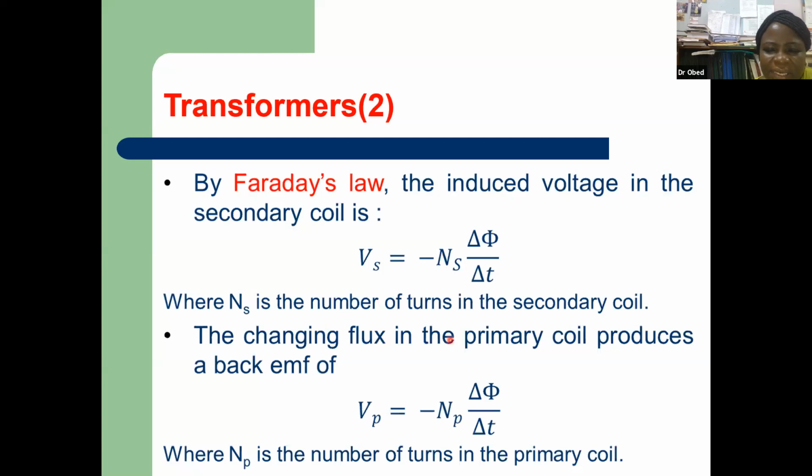The changing flux in the primary coil produces a back EMF or a counter EMF of Vp equals minus Np delta phi over delta T. Delta phi is the change in flux, where Np is the number of turns in the primary coil. And you'll be wondering which one is the primary coil, which one is the secondary coil. Let's see that in a diagram shortly.